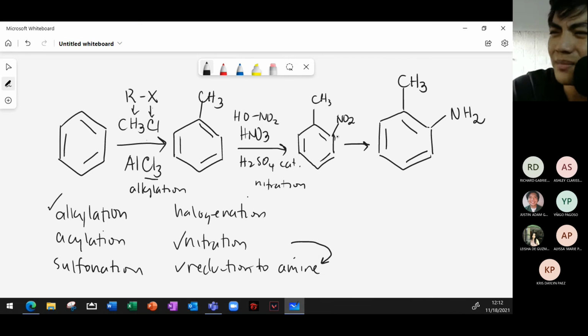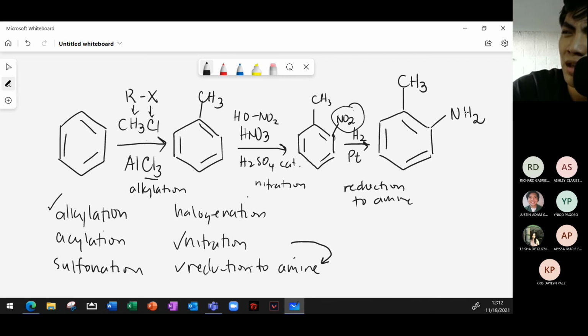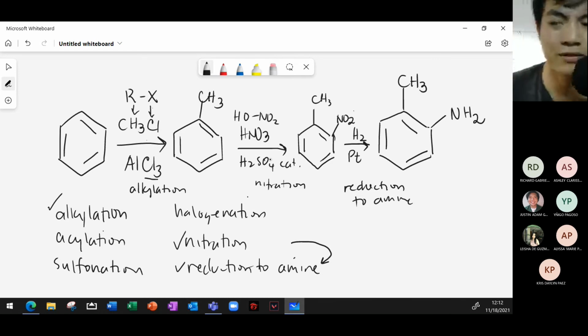So after nitration, then we will have reduction to amine. Okay, ano yung kailangan sa reduction to amine? H2 platinum. So, yung NO2 magiging NH2. So, that ends our reaction sequence.